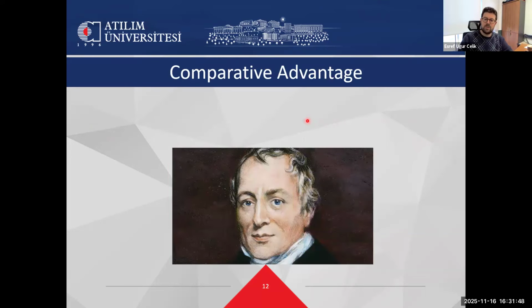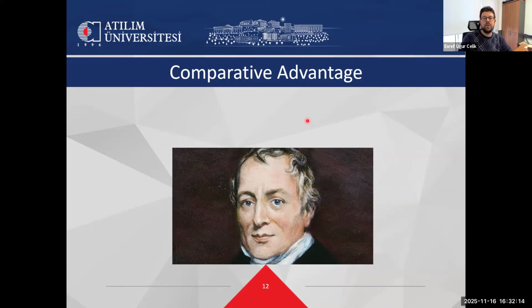Then we can focus on the comparative advantage. David Ricardo said that Adam Smith was not right. We cannot compare the numbers of production. Rather, we can use the opportunity cost. We can compare the opportunity cost of producers for a good.